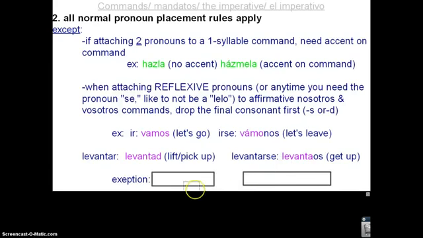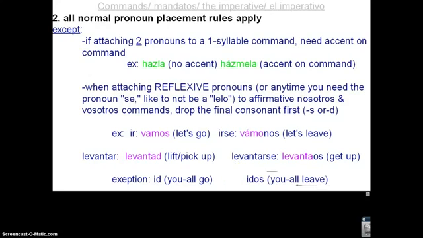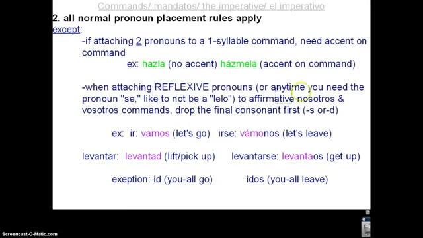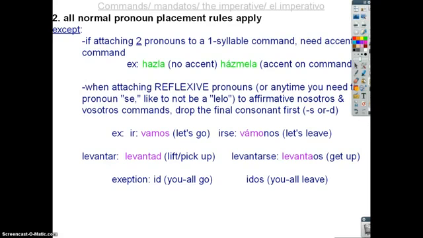And one exception to this rule of dropping the D before adding os is ir again. Ir always has to be difficult. So the affirmative vosotros command is just id, but if I want to use the affirmative vosotros command of irse, it keeps the D. It should be gone, but that's what makes it an exception. I take id and add the os. Let's talk about those vosotros commands and accents.